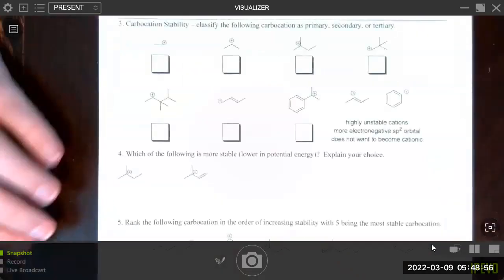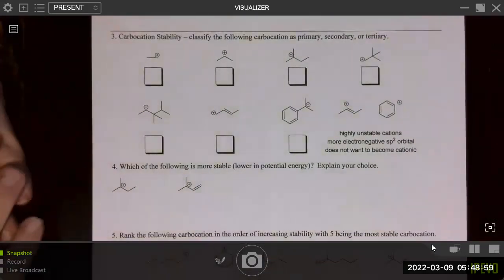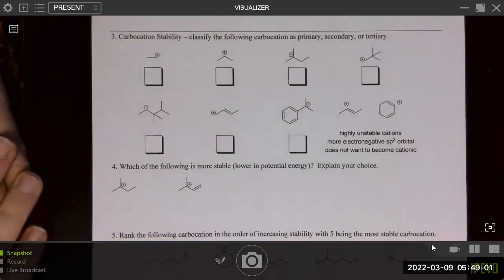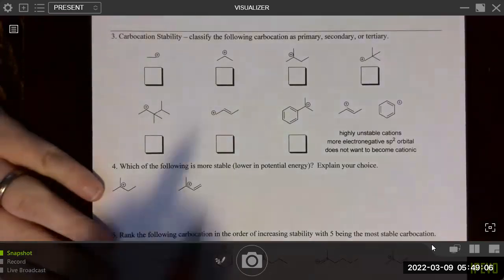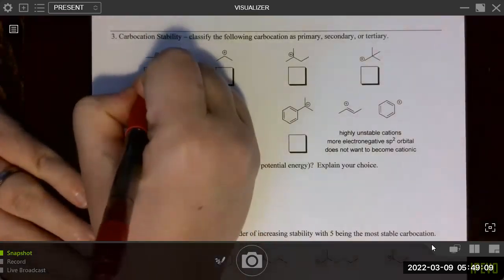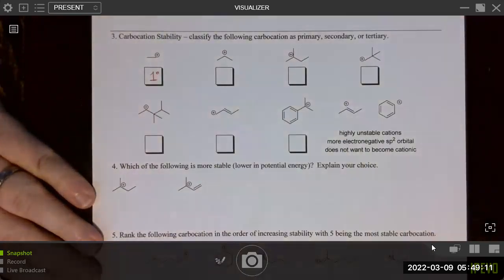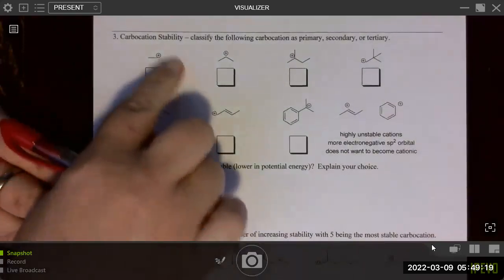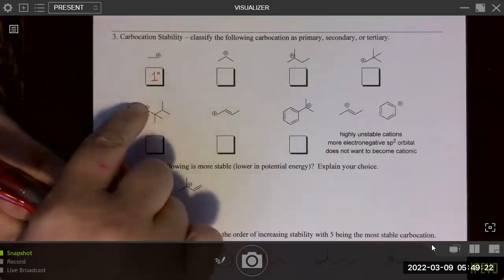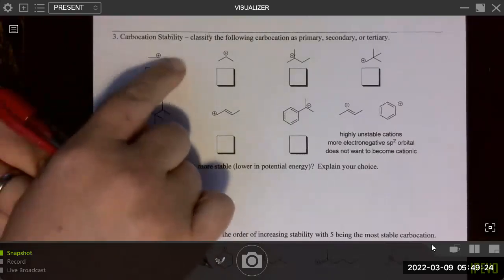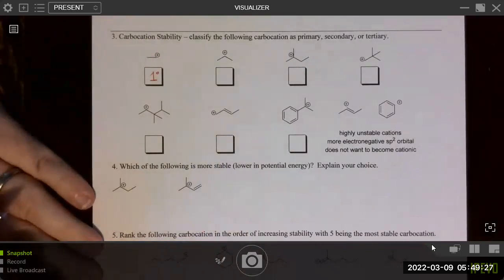Carbocation rearrangements. Starting with carbocation stability. Classify the following carbocation as primary, secondary, or tertiary. So this one is primary, right? And by the way, when we get into chapter 7, we'll talk a lot about the fact that primary carbocations are actually too unstable to form. This is so unstable, we would never actually form that in a reaction, but that information will come back and again become important more in chapter 7.